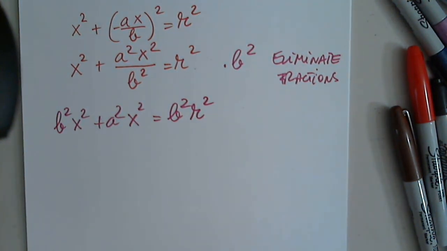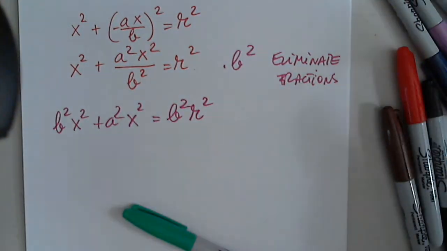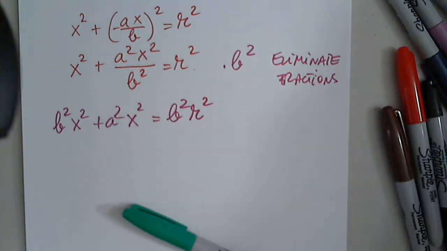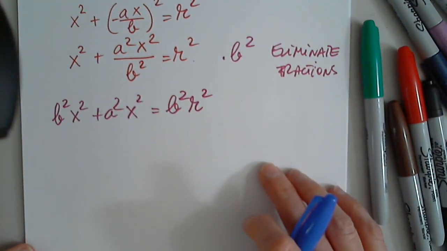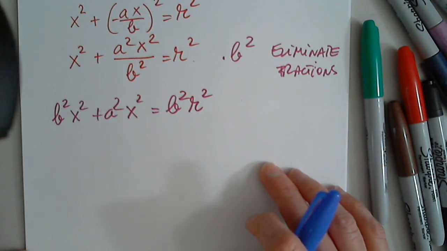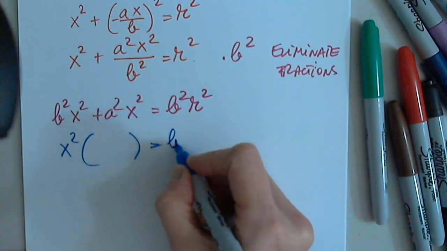Remember, the target is what we are solving for, anyone? What are we solving for? X. Very good. Awesome. Next step. Divide both sides by b squared x squared. I cannot. We factor out x squared. Brilliant. Very good. What is left in parentheses?